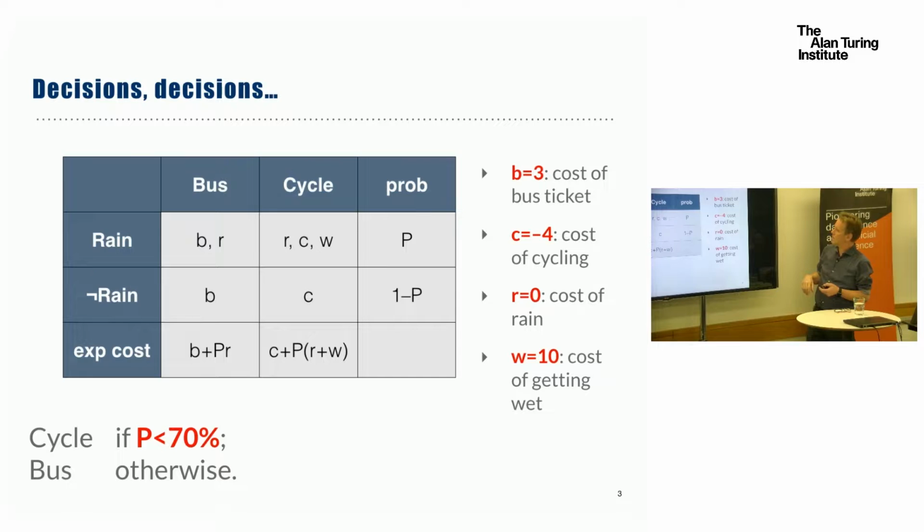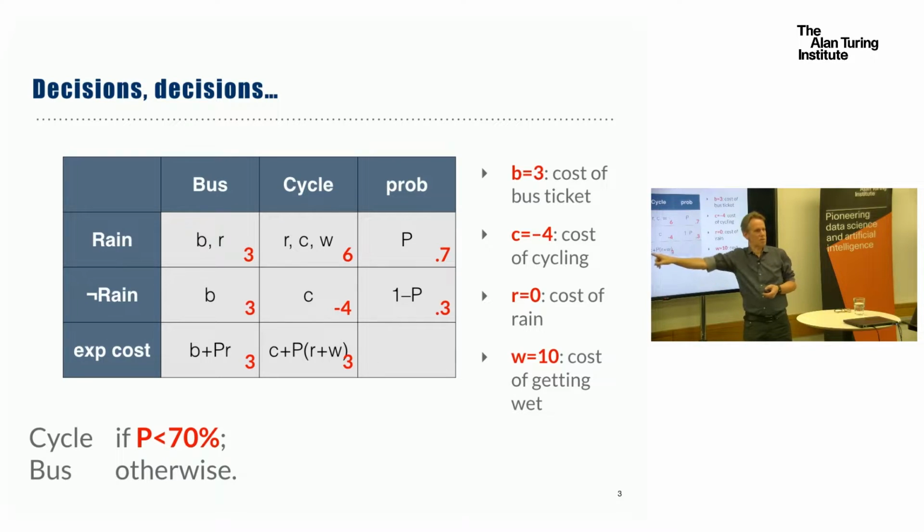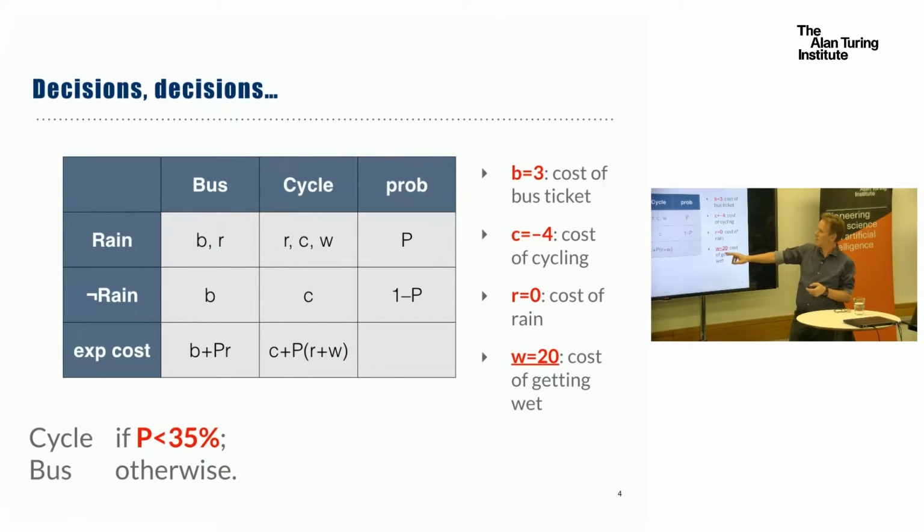Just to verify that a little bit more. How do I get this p equals 70%? Well, if I set p equal to 70% and I plug these numbers in, then the expected cost in both columns is the same. Okay? So if I change the numbers, for example, I really, really dislike getting wet, so I increase that to 20. Then I will take the bus if the forecast says chance of rain larger than 35%.